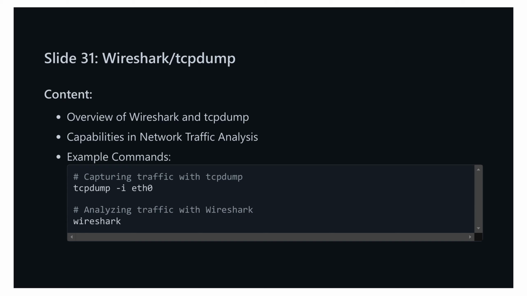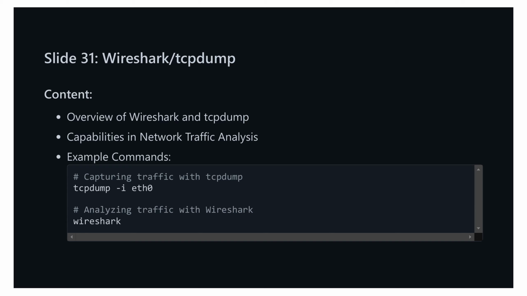On the previous slide, we discussed OSINTframework.com, an invaluable resource for open-source intelligence tools and techniques. Now let's move on to analyzing network traffic, with a focus on two powerful tools, Wireshark and TCP dump. Wireshark and TCP dump are essential for anyone involved in network traffic analysis. They offer comprehensive capabilities to capture and examine network packets.